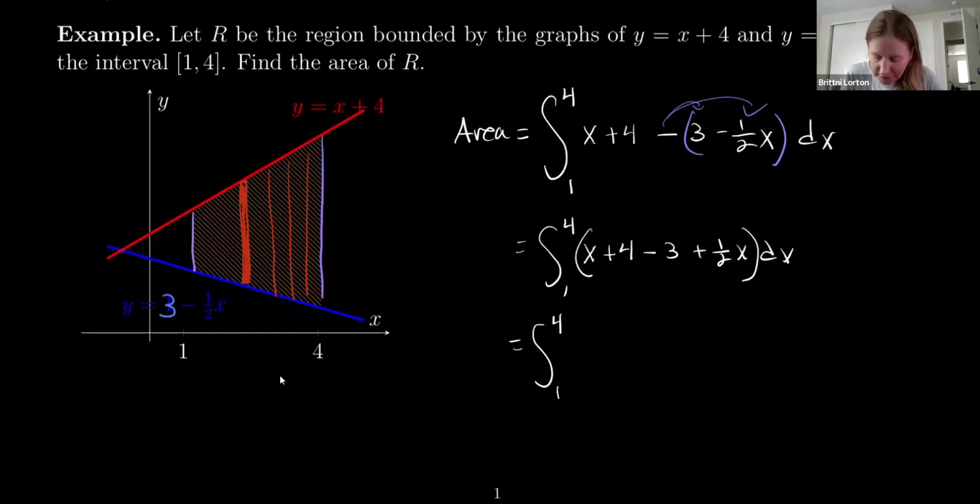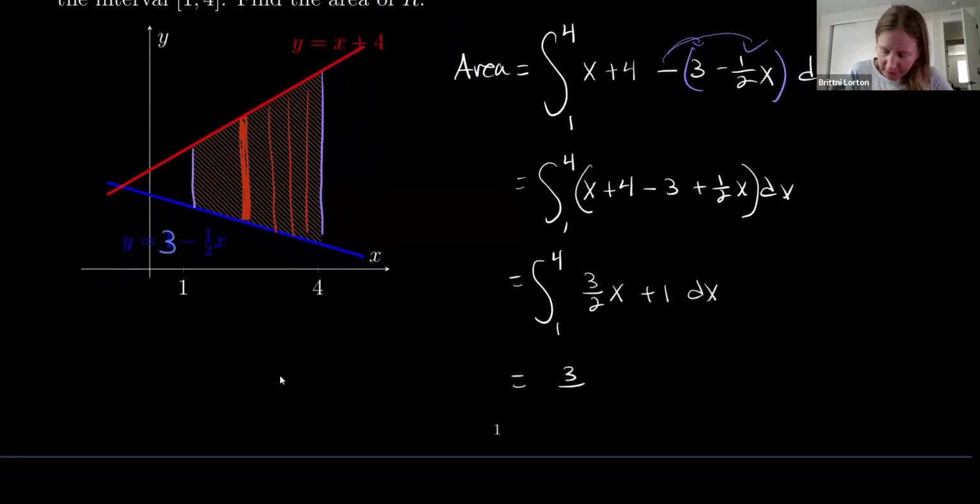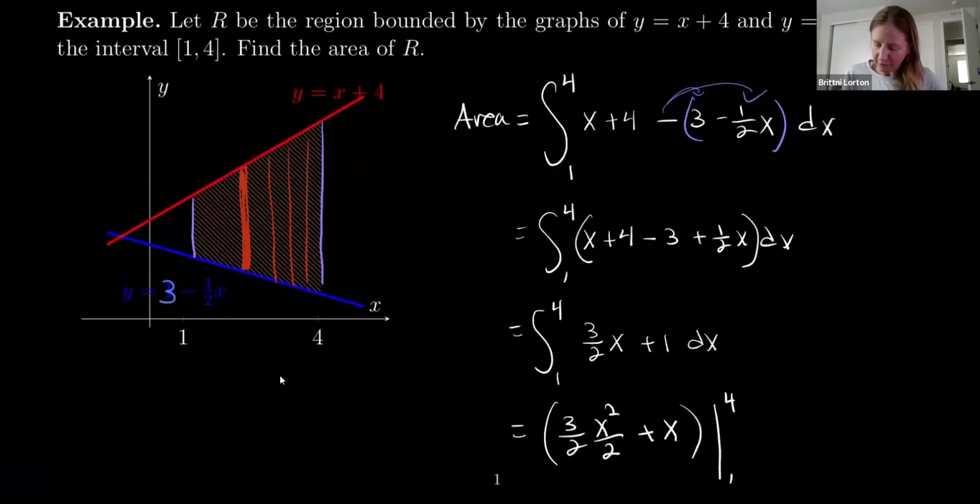And then I'll combine my like terms. Looks like I have 3/2 x plus 1 dx. Then I do the antiderivative. So add 1 to the power, divide by the new power. The antiderivative of 1 is x. Evaluate that from 1 to 4.